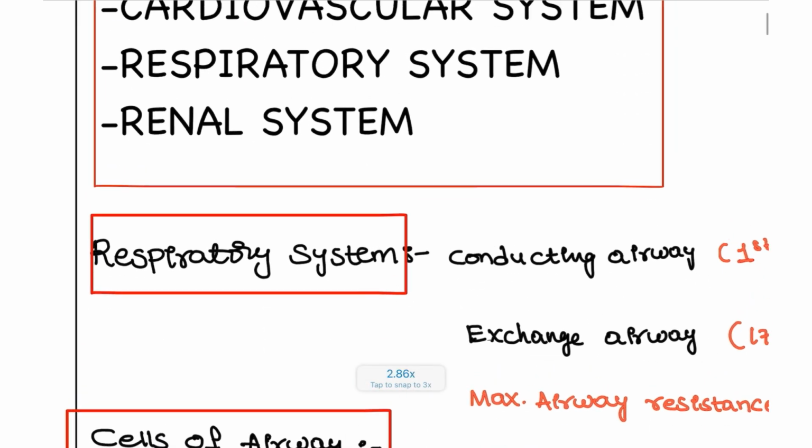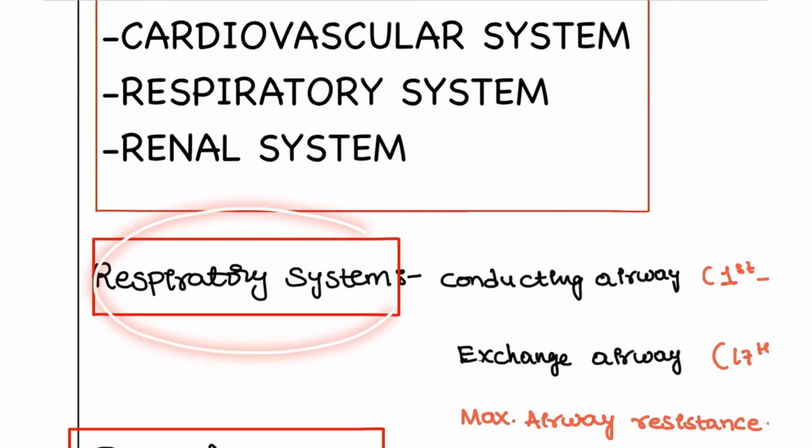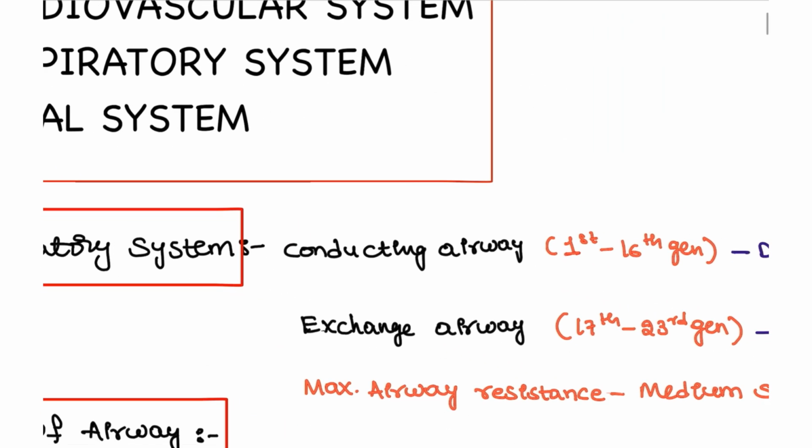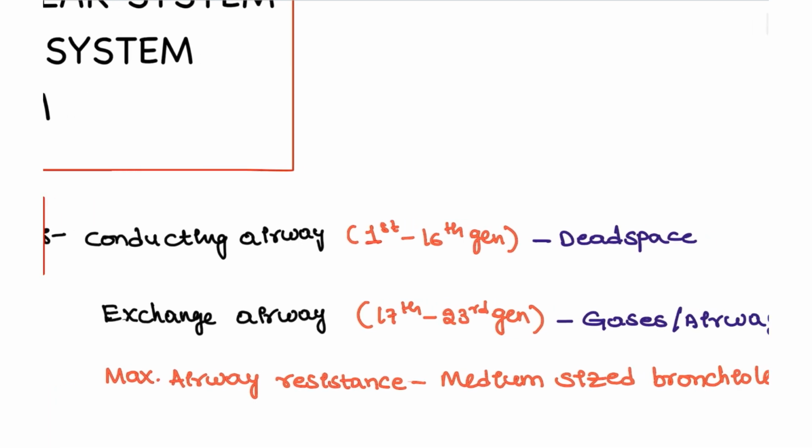And let's start the discussion. First, we are going to discuss the respiratory system. So I want you guys to know about some classification, that is Weibel's classification, which consists of 23 generations. Okay, so these 23 generations are subdivided into the conducting airways and the exchange airways.